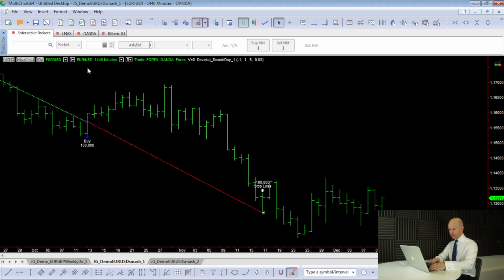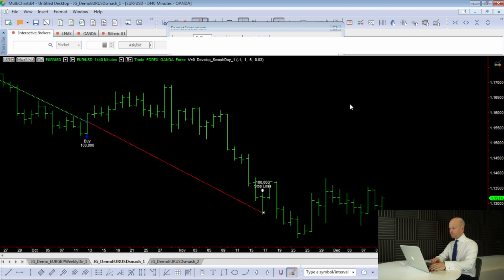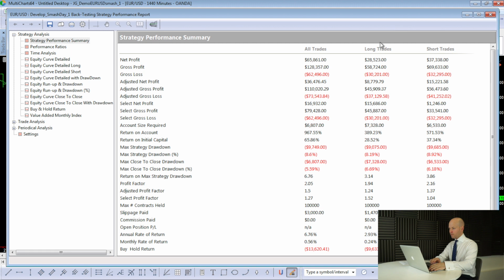Comparing that to the previous study, and we got the same time period now, we've got 65,000, so we're not making anywhere near as much in the walk forward analysis. But like I said, sometimes it does represent live trading a little better than this kind of a back test.